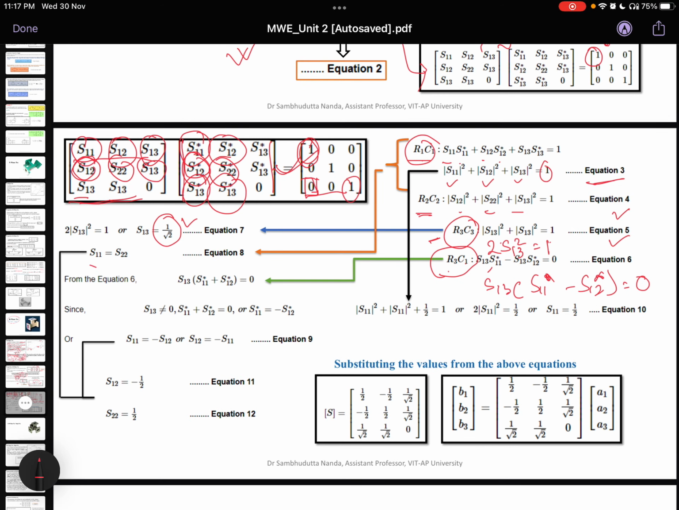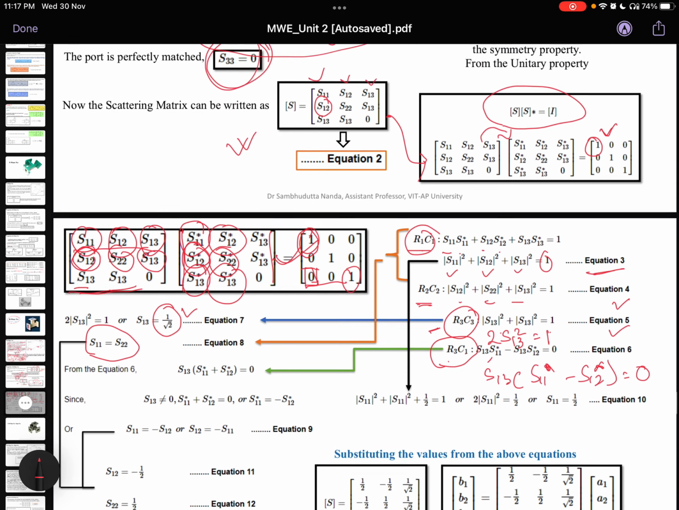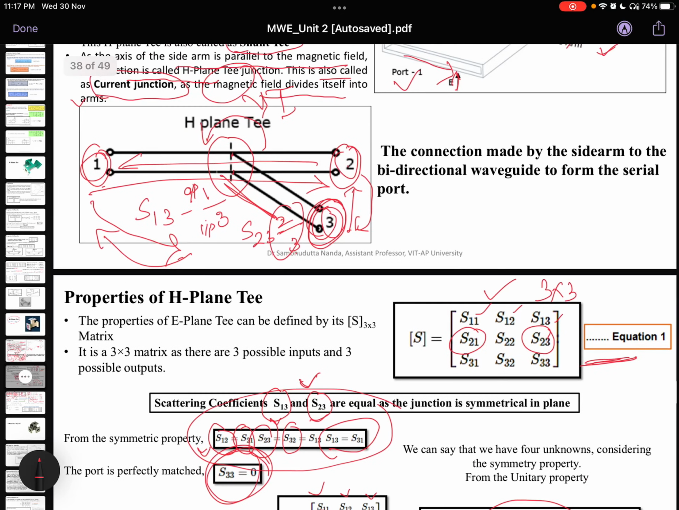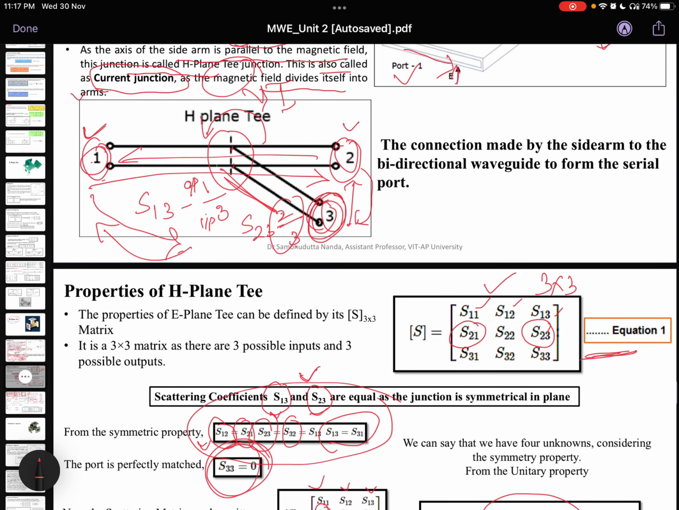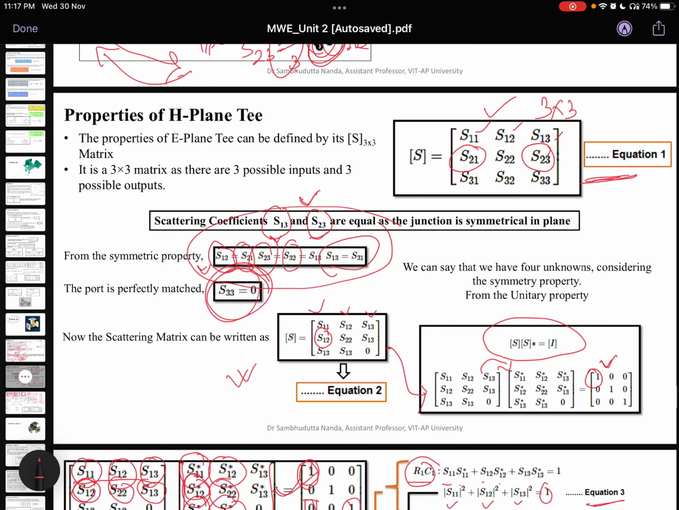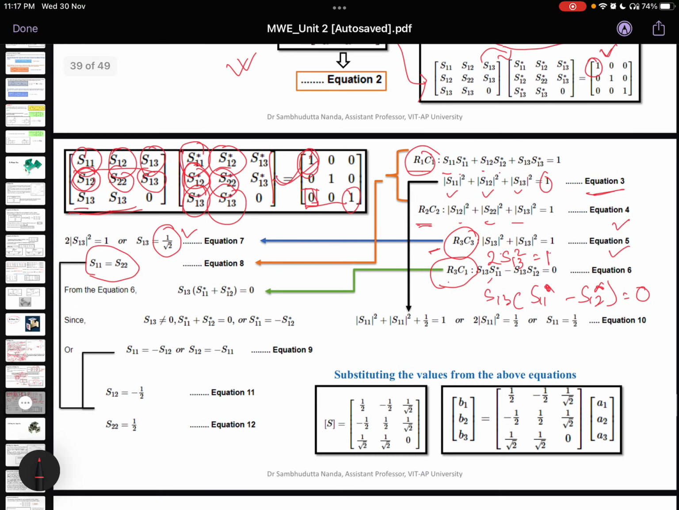S11 equals S22, that we know, because whatever happens in this port is the same here also. So if here S11 is 0, then S22 is 0. So the values are the same, that's why S11 equals S12. So this will be equation 8.